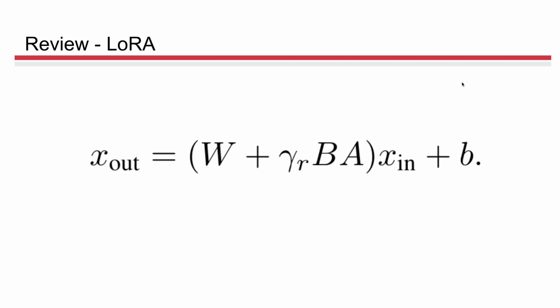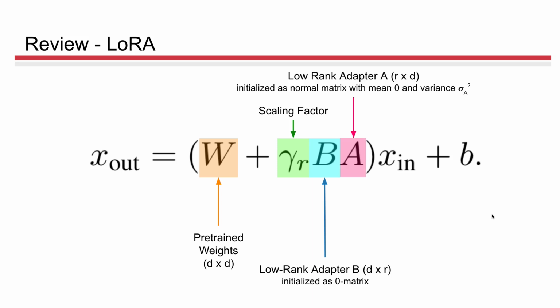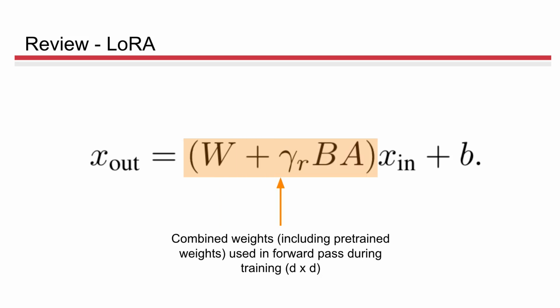So here's the forward pass during training for LoRA. We have our pre-trained weights. Let's say there's some d by d dimension. We have our scaling factor, and this is the gamma r. That's the star of the show of rsLoRA. We have a low rank adapter B matrix, which is d by r, and this is initialized as a 0 matrix. We have a low rank adapter A, which is r by d, and this is initialized as a normal matrix. And the key thing here is that during the forward pass, we need to include our pre-trained weights.